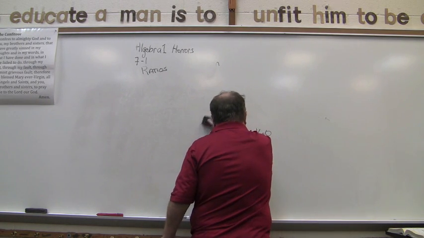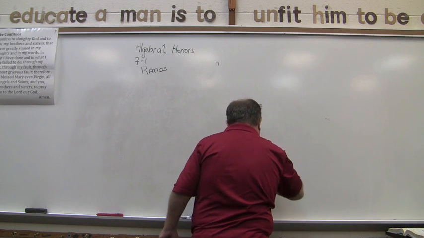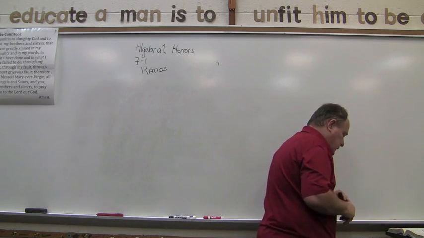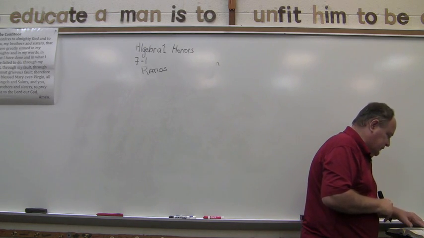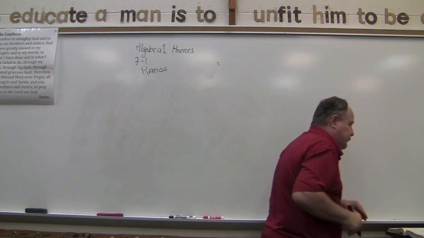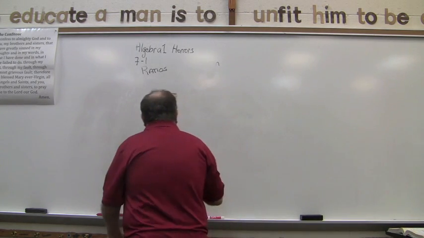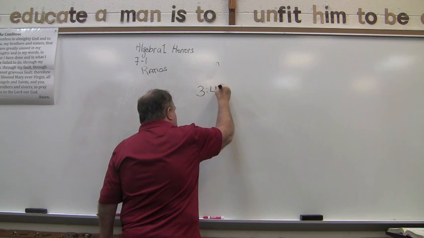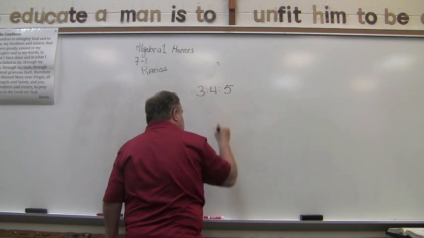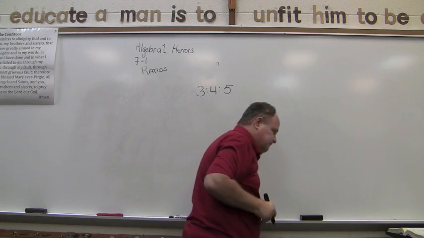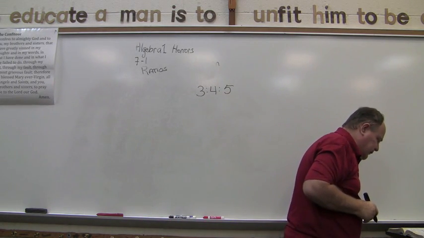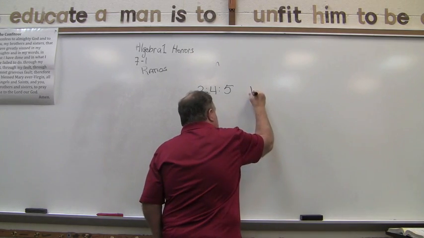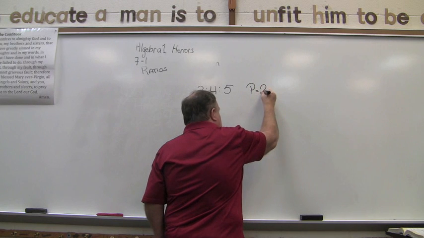It uses ratios. Okay, it talks about the perimeter of a triangle. And it says this: the lengths of the sides of a triangle are in the ratio of 3, 4, 5. Okay, the lengths are in a ratio of 3 to 4 to 5. Okay? And then it says the perimeter of the triangle is 24. Find each length. Okay, so the perimeter equals 24 inches.